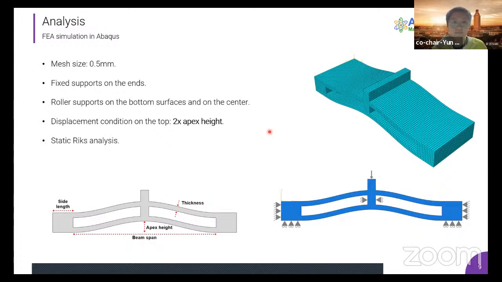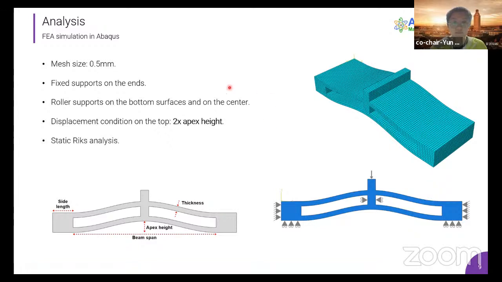The finite element analysis was performed in Abaqus with a mesh size of 0.5 millimeters, fixed supports at the ends, roller supports on the bottom surface and on the center to prevent rotation of that part, and the displacement boundary condition at the top of 2 times the apex height here, which is the maximum displacement allowed by the mechanism. And the static Riks analysis was chosen to model the simulation since it deals better with these types of buckling behavior.